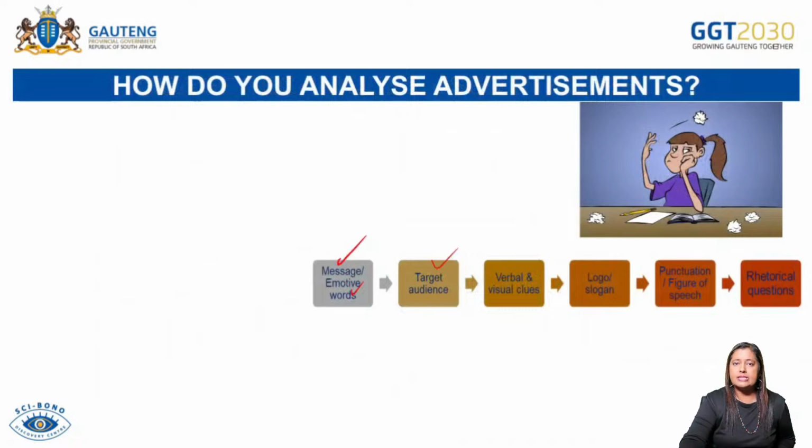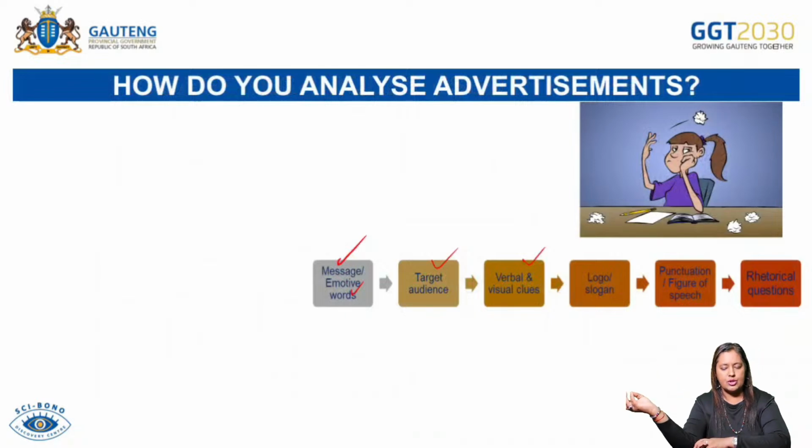A target audience, that's the group of people that we are showcasing things to. It must contain a verbal and a visual clue. In other words, the spoken word and the image we are seeing would be important. The logo and the slogan, remember the catchphrase as opposed to the symbol that we are using for a particular product. Punctuation and figures of speech, that is coming down now in terms of the types of language we are using to showcase our product.